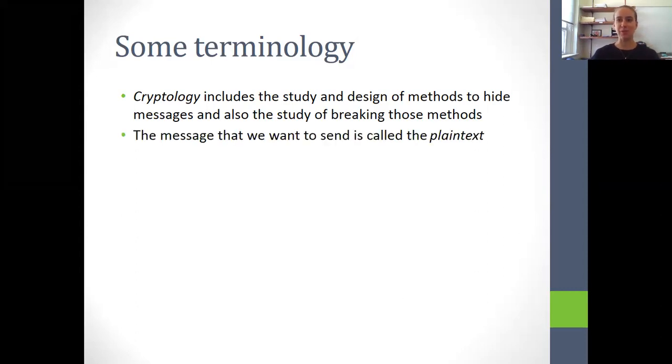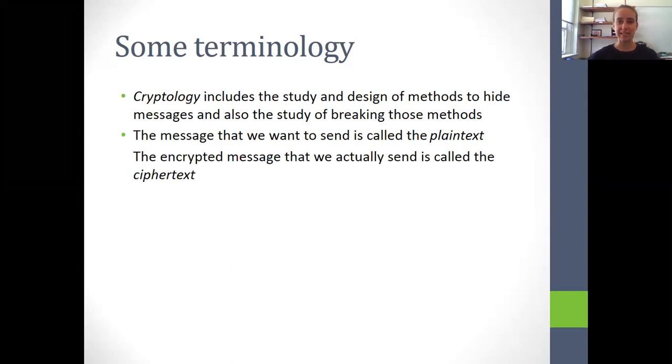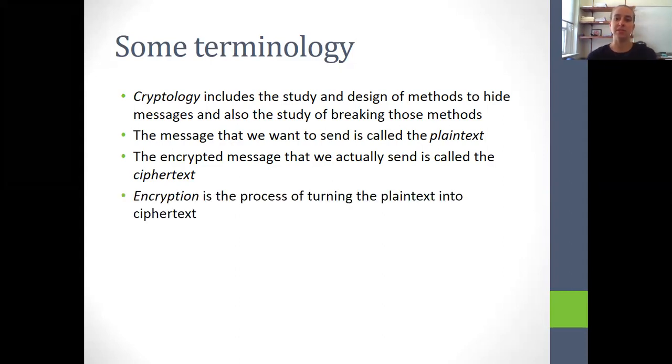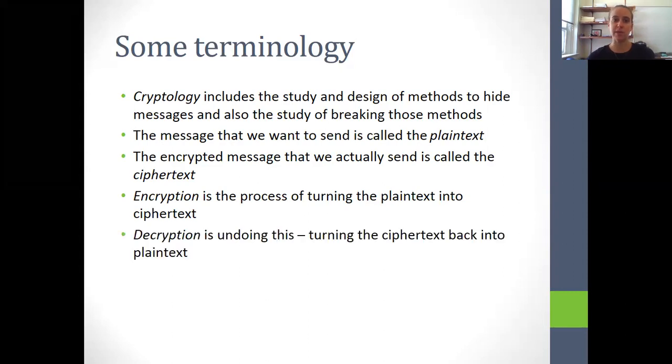So I just used that word a little bit prematurely, but the message that we want to send is called the plain text. The encrypted message that we actually send is called the ciphertext. Okay, so we start with plain text, we do something to it, and it's called ciphertext. The process of what we do to it is called encryption, and that's basically hiding the information. And then decryption is the opposite of that, turning the ciphertext back into plain text.